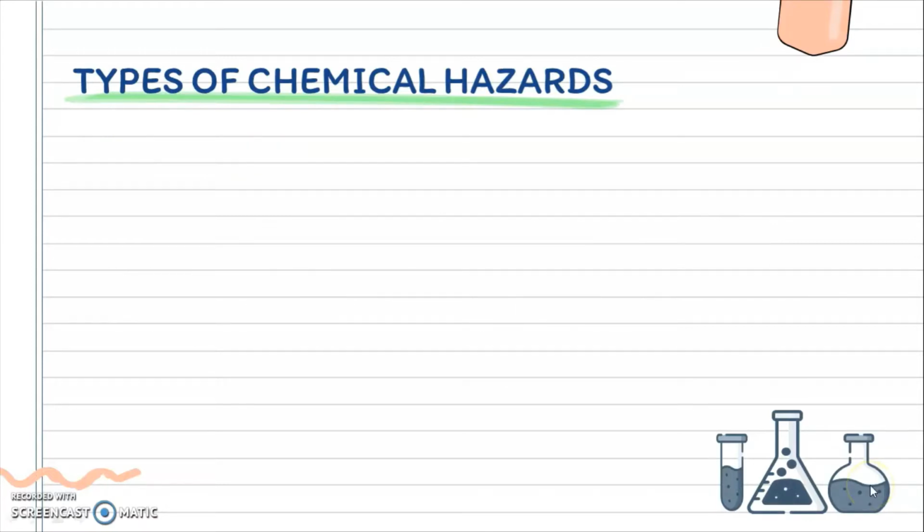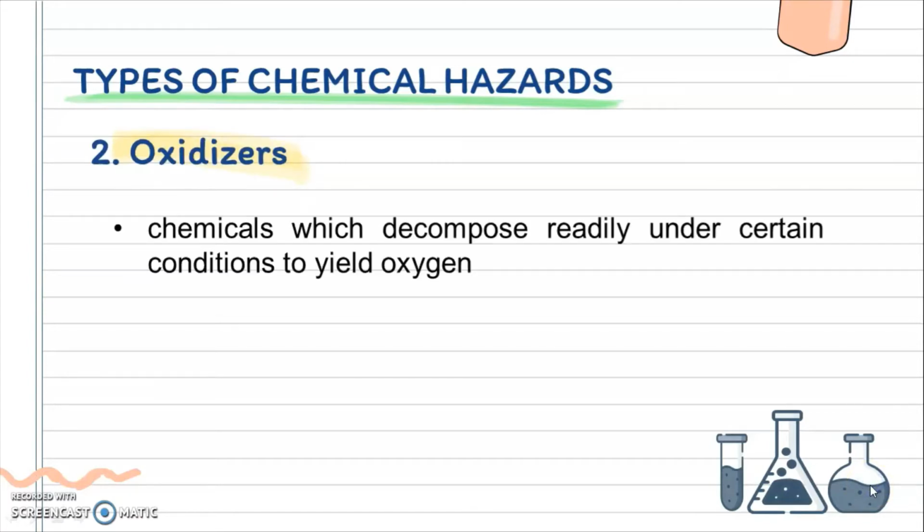Another type of chemical hazard is oxidizers, which are chemicals that decompose readily under certain conditions to yield oxygen. Ito yung mga chemicals na makikita usually nakastore on brown bottles. Kasi kapag tinamaan sila ng direct sunlight, nagde-decompose sila and nagpo-produce sila ng oxygen. And that oxygen can cause a fire to burn violently. Dahil ang oxygen is one requirement to produce fire.